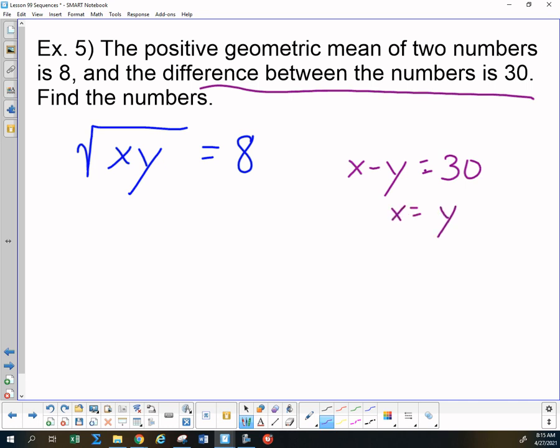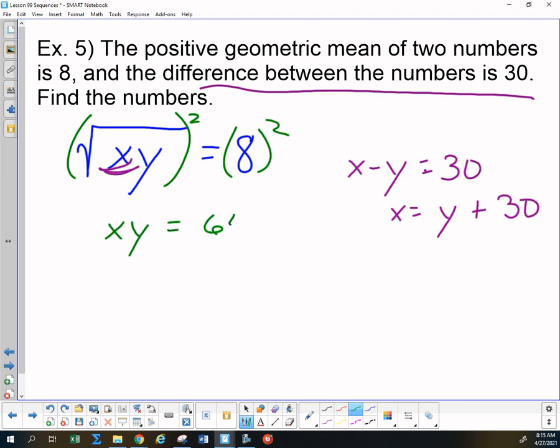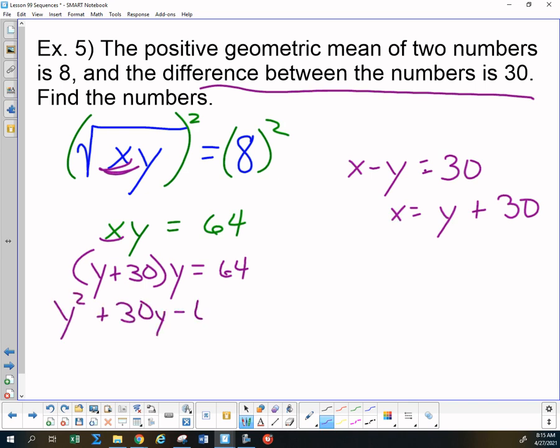Sounds good to me. X equals 30 plus y, or y plus 30. So let's change this x to y plus 30. And maybe before I do that, maybe I'll square both sides here so that I'm just looking at xy equals 64. Then I can plug in for my x, and I have y plus 30 times y is 64. So let's see, y squared plus 30y minus 64 is 0. Hoping that's easy to factor.